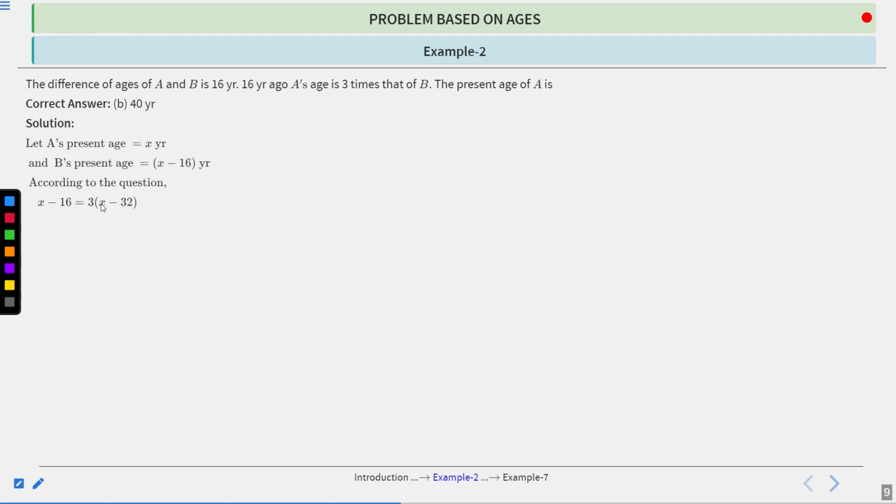X minus 16 equals 3 times of X minus 32. So X minus 16 becomes equal to 3X minus 96. So we got 2X equals 80. So we can say that X becomes 40 years. So A's present age is 40 years. B is the correct answer.